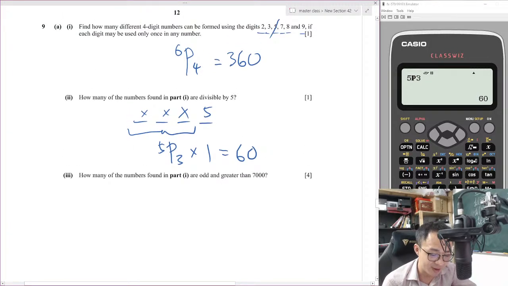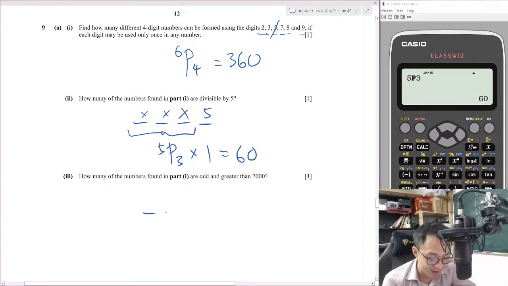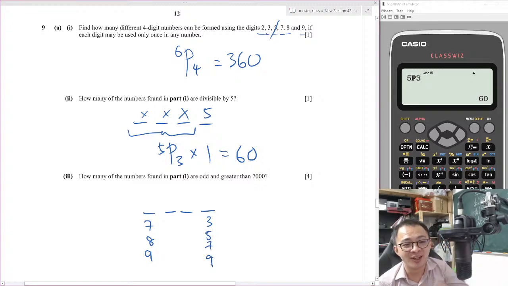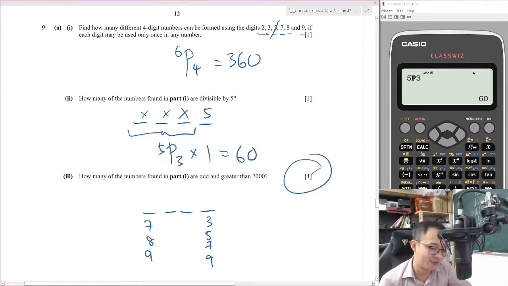Okay, how many of these numbers in part 1 are odd numbers and greater than 7,000? So these 4 digits must be greater than 7,000. So the first digit is 7, 8, or 9. And it must be an odd number as well, so the last digit is 3, 5, 7, or 9. So right now you realize so many numbers repeat here. This is the reason why they give you 4 marks.